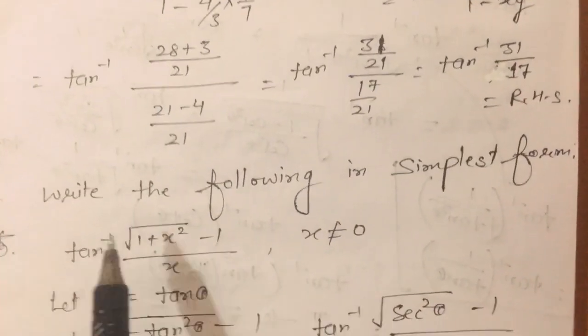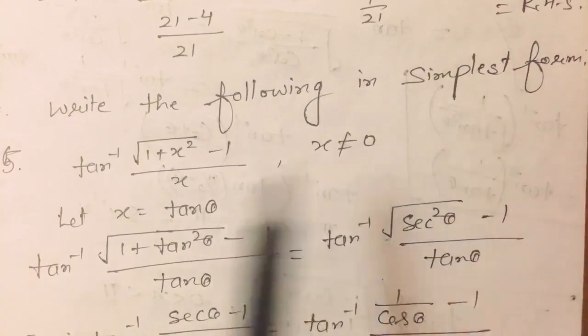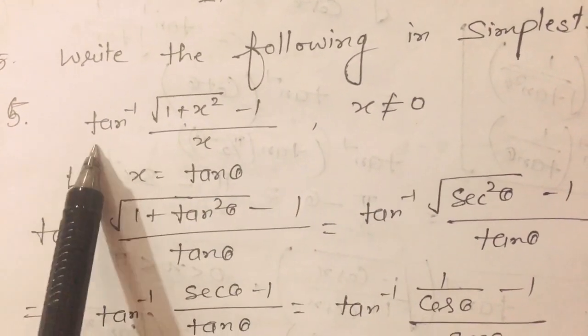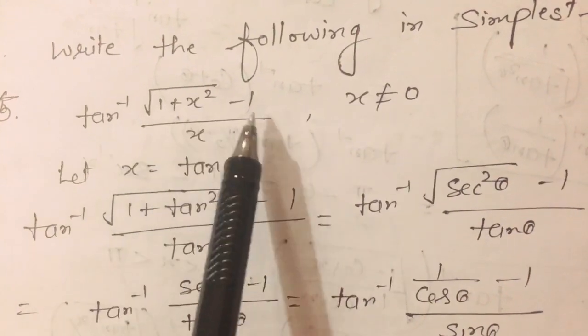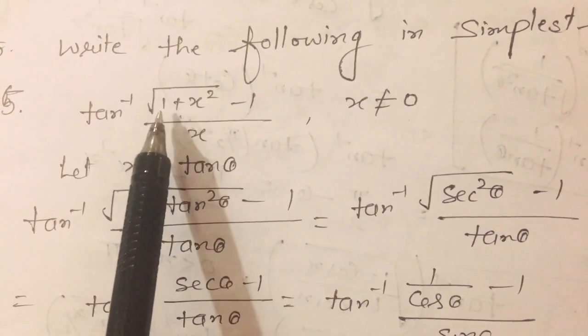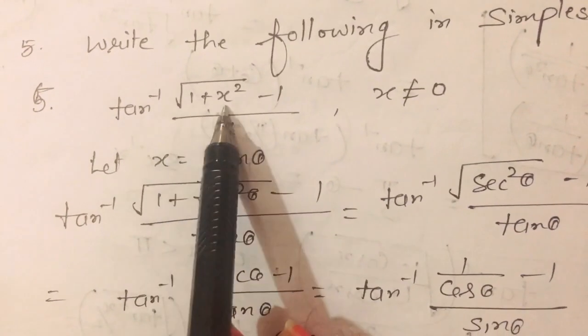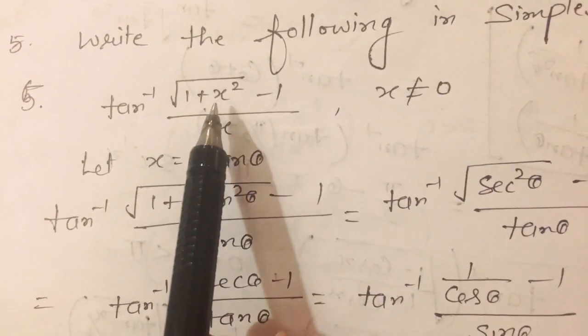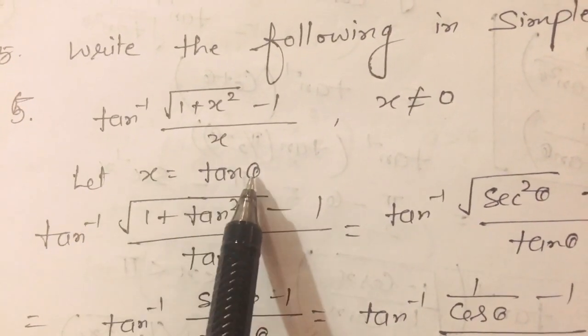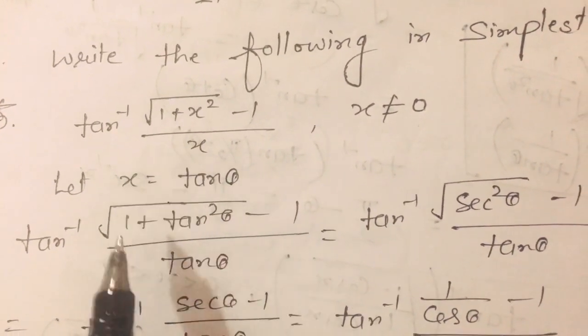Now question number 5: write the following in simplest form. In question number 5 we have to write in simplest form tangent inverse of square root of 1 plus x square minus 1, upon x. I told you that if there is 1 plus x square, you have to put either tangent or cot. So I am putting x is equal to tangent theta.